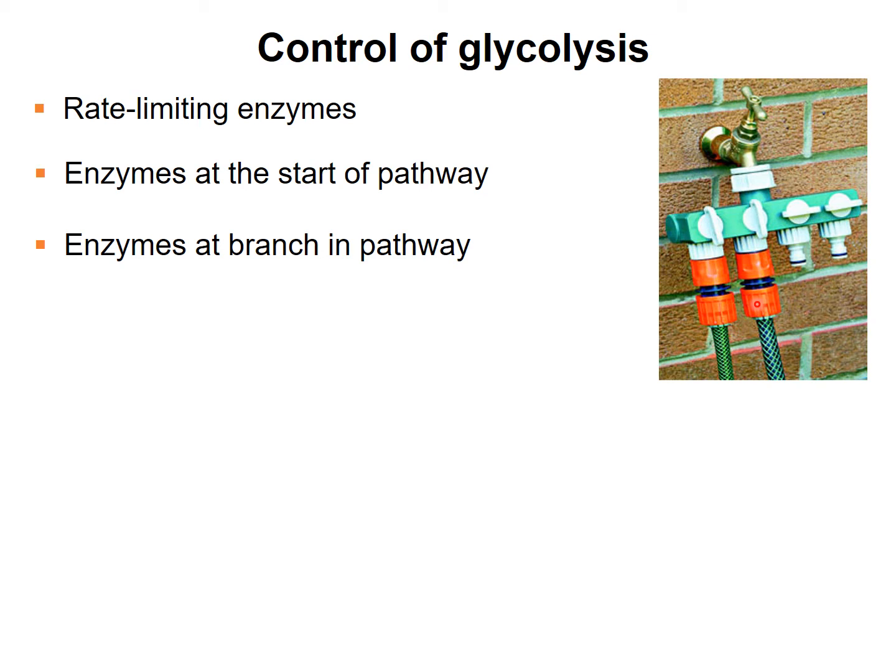A second strategy is to control enzymes at specific branch points. Because very often, we have branches in biochemical pathways for the synthesis of specific substrates. So if we do not need to switch off the whole pathway, then we can switch off that specific process by controlling the enzymes at the branch point.